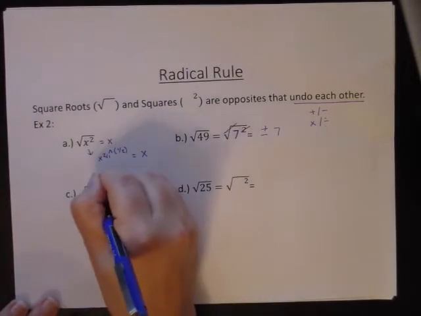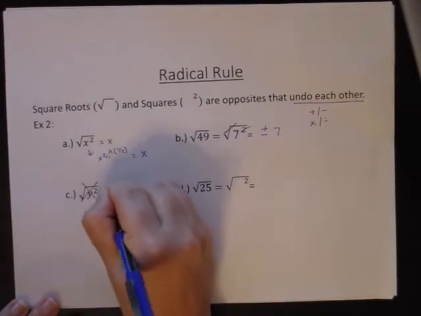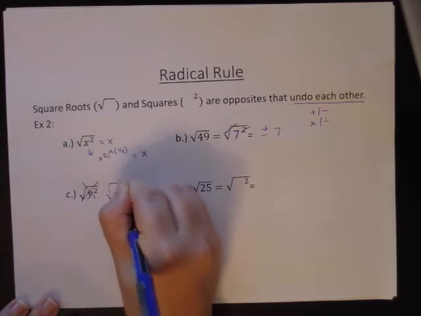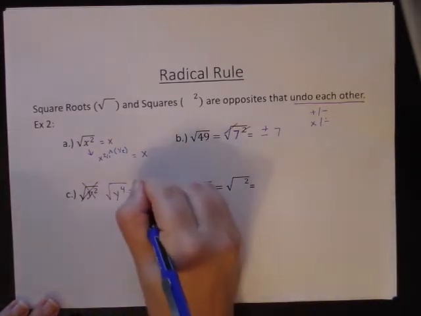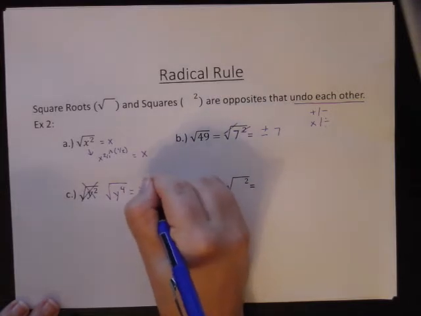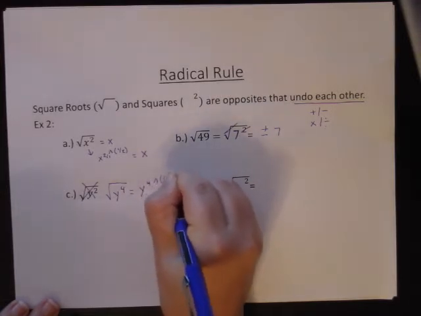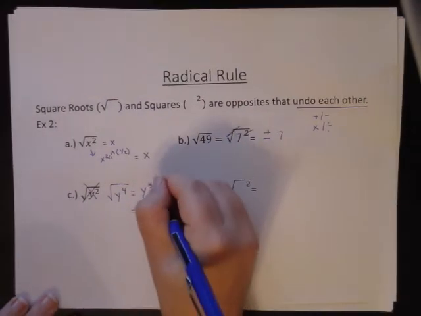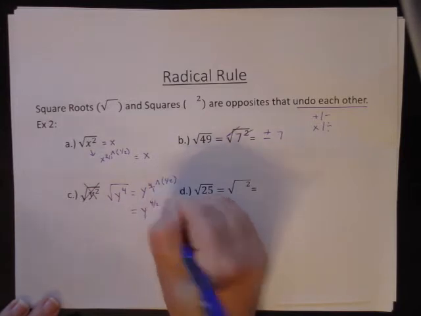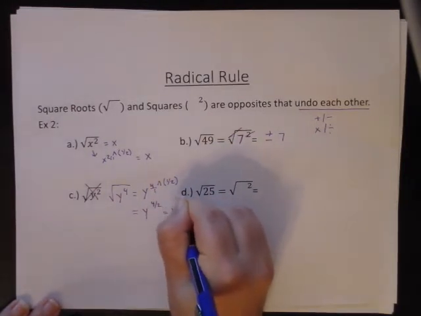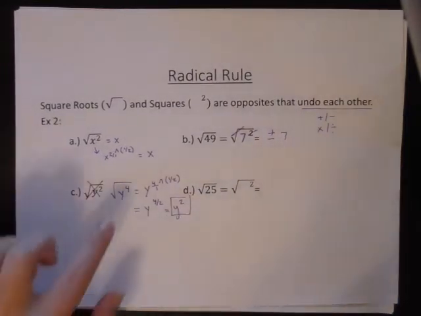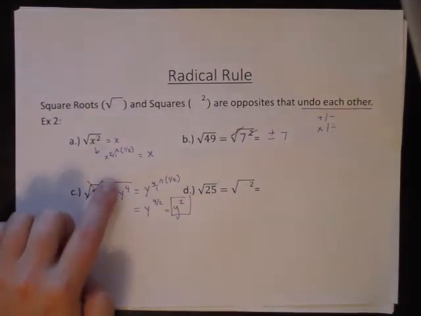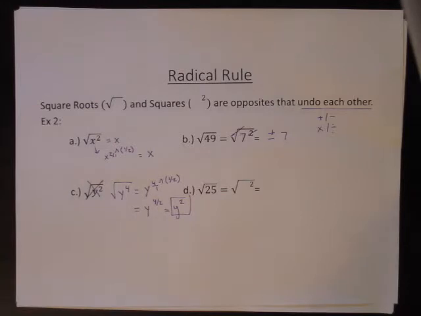Now I'm going to change this one just a little bit, and I'm going to make it the square root of y to the 4th. If I have y to the 4th, what I would initially do is go y to the 4th raised to the 1/2, and put that over 1. If I multiply straight across, I've got y to the 4 over 2, which would reduce down to y squared. So anytime that you have an even root, so we've got the 2 there, this is the square root, and you have an exponent, all you have to do is divide it by 2.